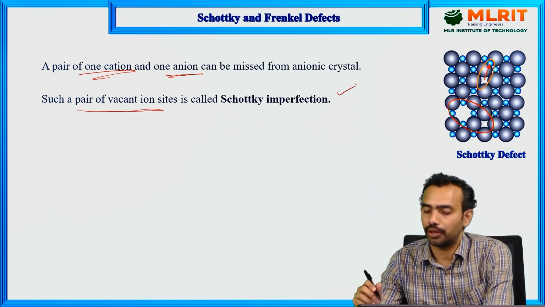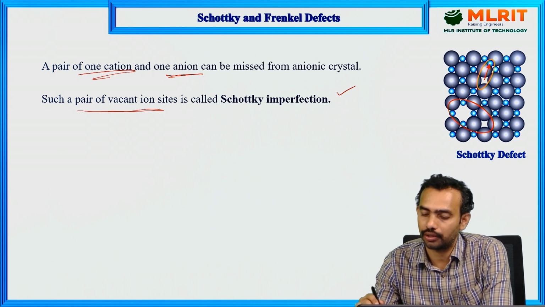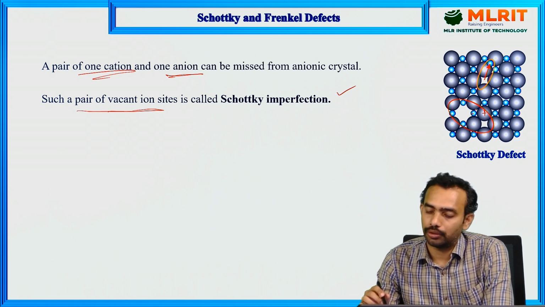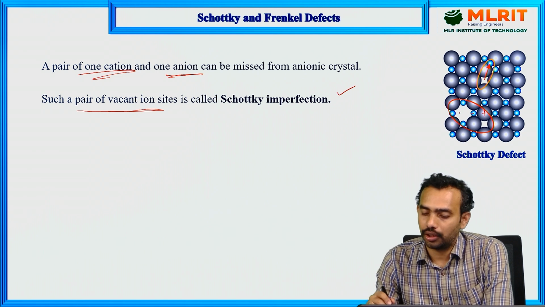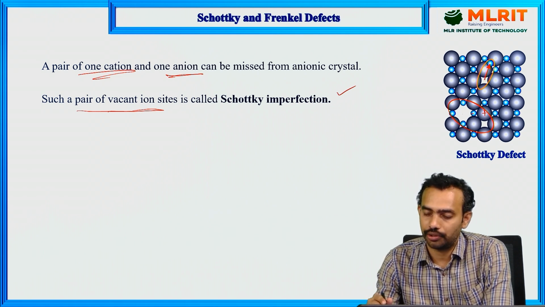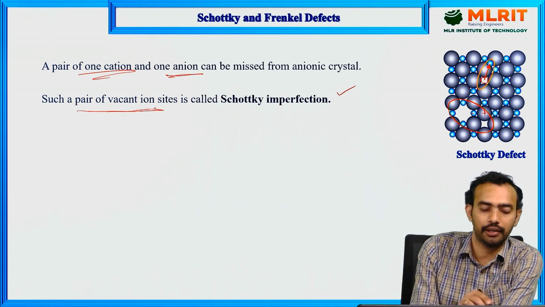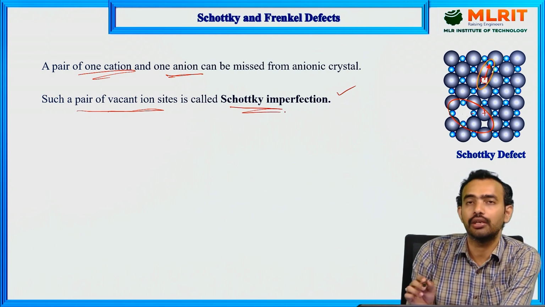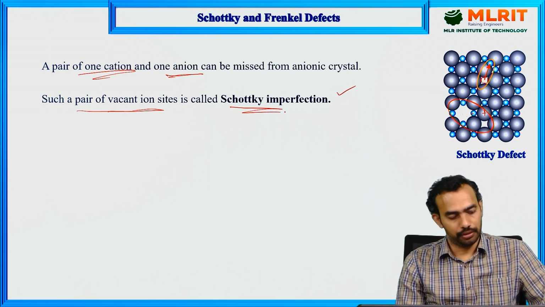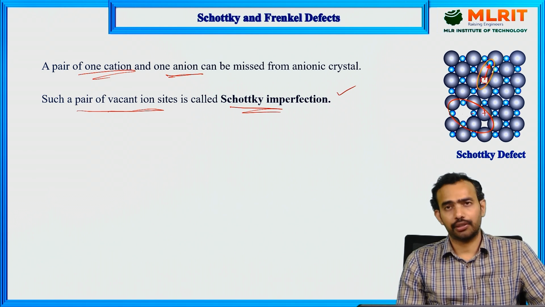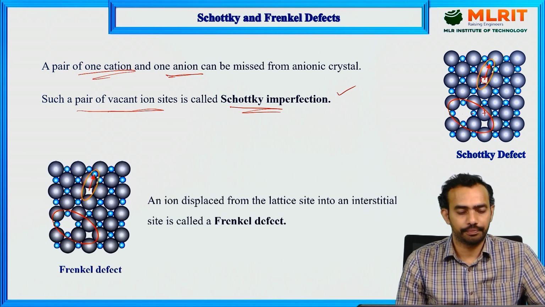As shown in the example, if I consider this a cation and this an anion, here a missing cation can be observed. In this case, a missing anion can be observed. So this pair of anion vacancy and cation vacancy, a pair of vacant ion sites, is considered to be the Schottky imperfection. These imperfections are observed in ionic crystals.